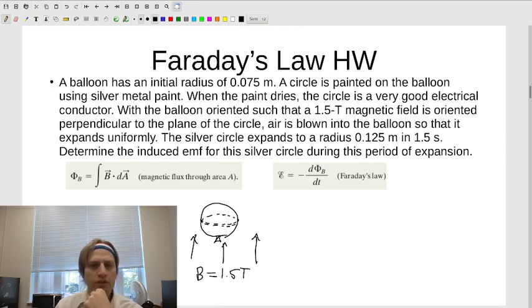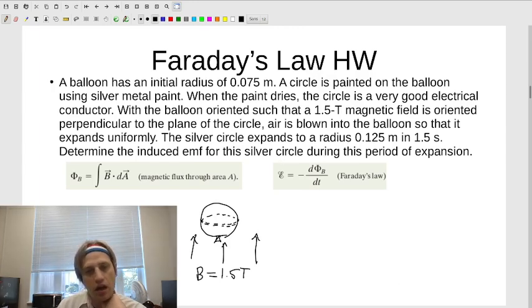Air is blown into the balloon so that it expands uniformly. The circle expands to a radius of 0.125 meters in 1.5 seconds. Determine the induced EMF for this silver circle during this period of expansion.